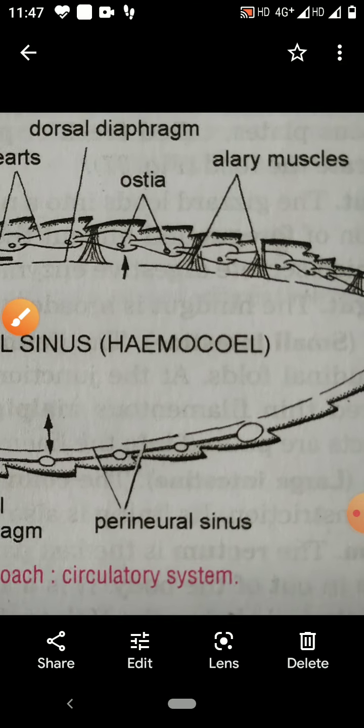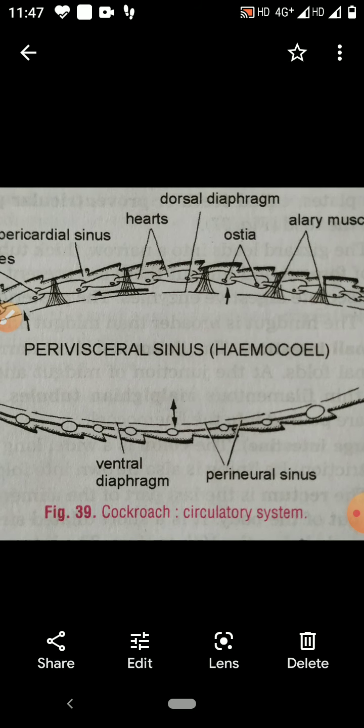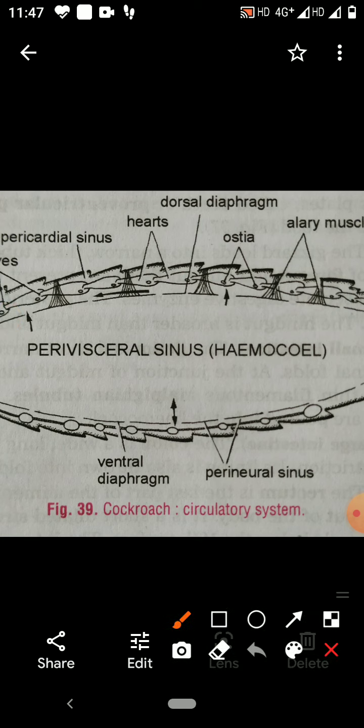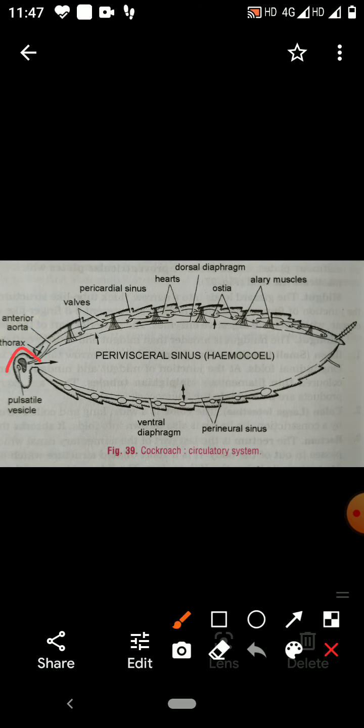Now you see how their blood is circulated. The blood in the aorta runs from the posterior side, and from the posterior side blood runs in the aorta and it comes to the anterior, and in the anterior region there is the head sinus. This is the head of the cockroach. It is coming in the head, and from there blood is coming into the pericardial sinus and perineural sinus.